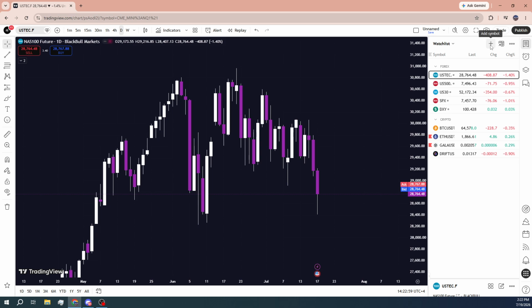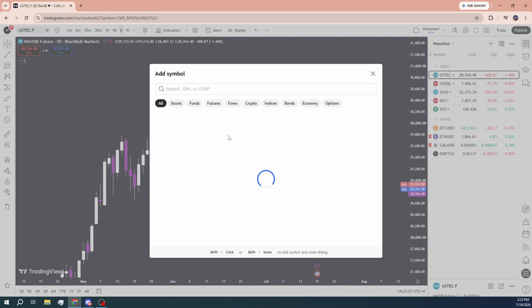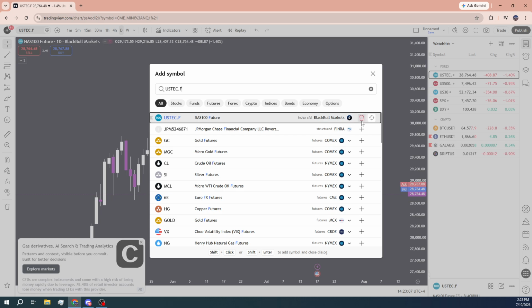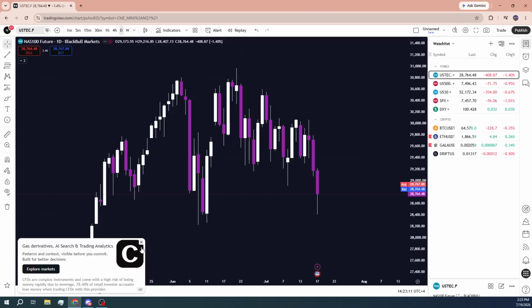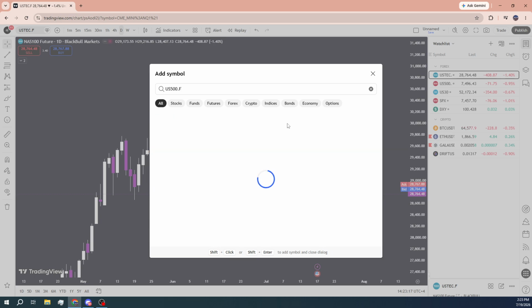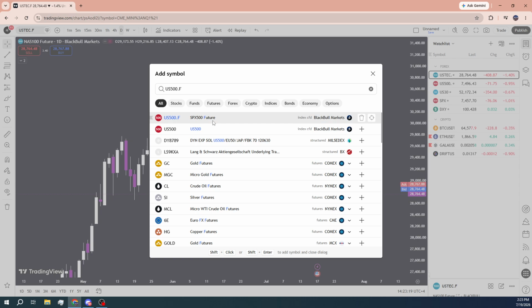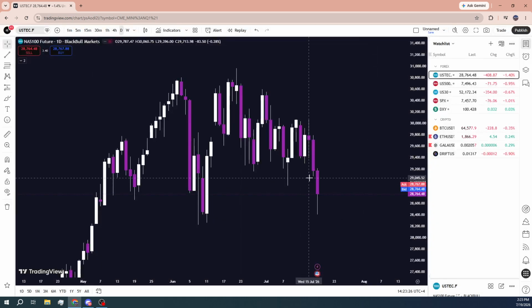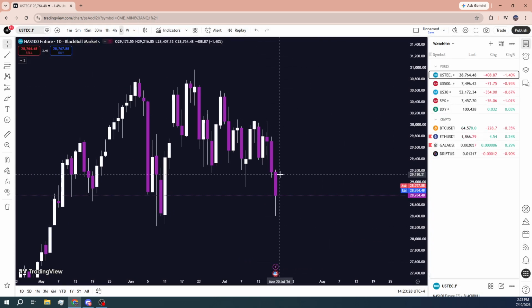So you can simply add a symbol in your watch list right here. You write usetech.f and you simply add this in your watch list, which will be Nasdaq futures. And then if you want S&P 500 futures, this will be US500.f. This is also the free version of the S&P 500 futures, okay? Make sure to add these two in your watch list. And yeah, keep an eye, practice, okay?